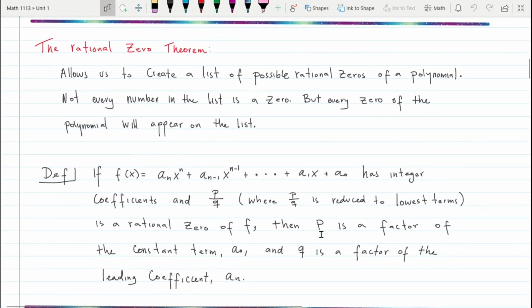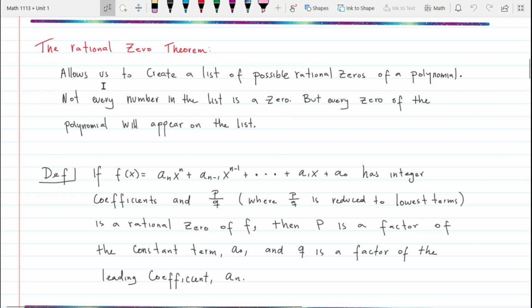Now let's talk about the rational zero theorem. So what is this? The rational zero theorem allows us to create a list of possible rational zeros. So this is very important. You want to know that this only gives you a list of possible zeros. It doesn't give you the list of all of the zeros. So in other words, just because you have a list doesn't mean that all the numbers that you just found are going to be zeros. So this is important, right? It's just the possible list of zeros.